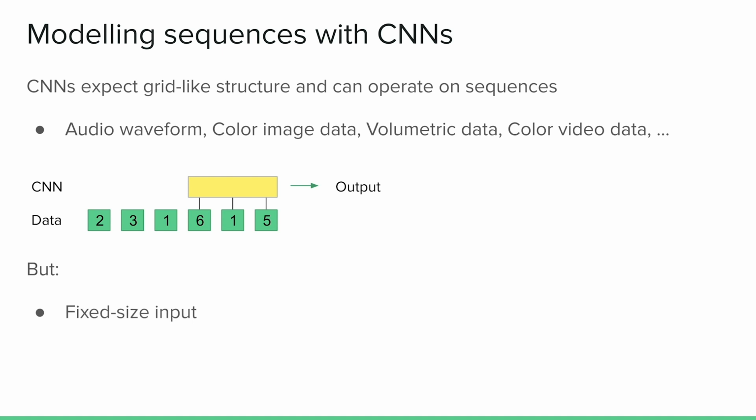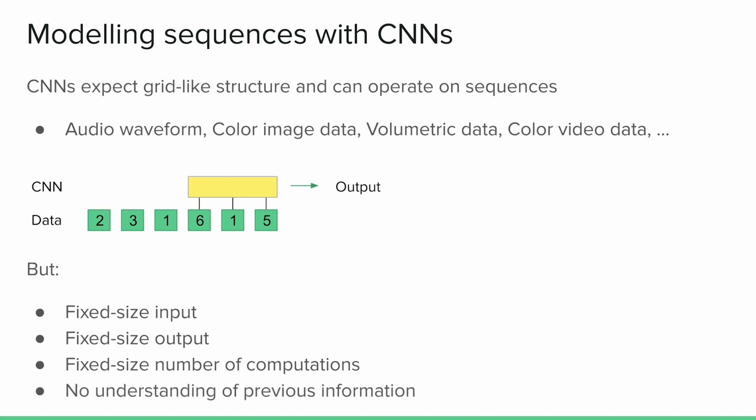However, we have a fixed size input. When we use a convolution like this, we always take exactly 3 samples as input. And if something crucial happened one step before that window, we have no idea, we can't access that information. We also have a fixed size output because our convolutions are fixed, and a fixed number of computations. So the problem is that we pretty much have no understanding of previous information except for this small window that we're currently looking at.